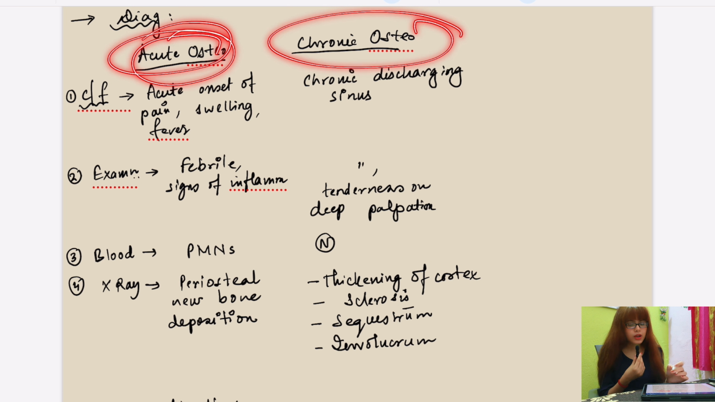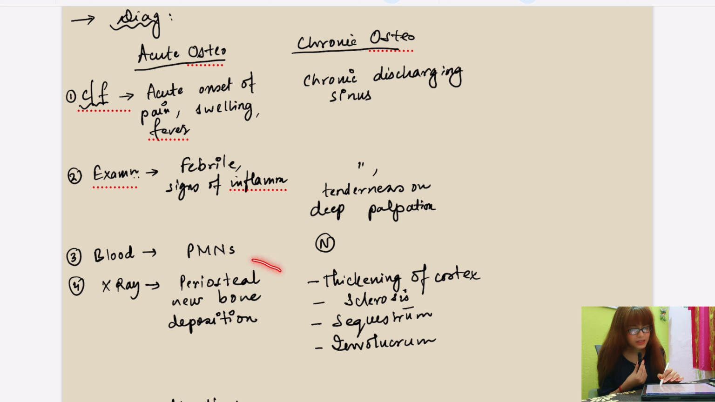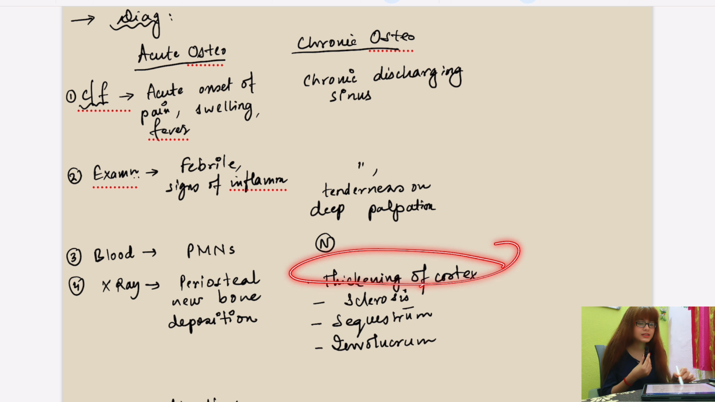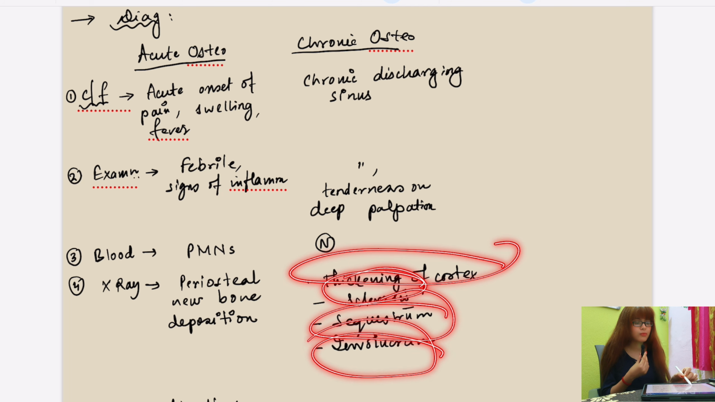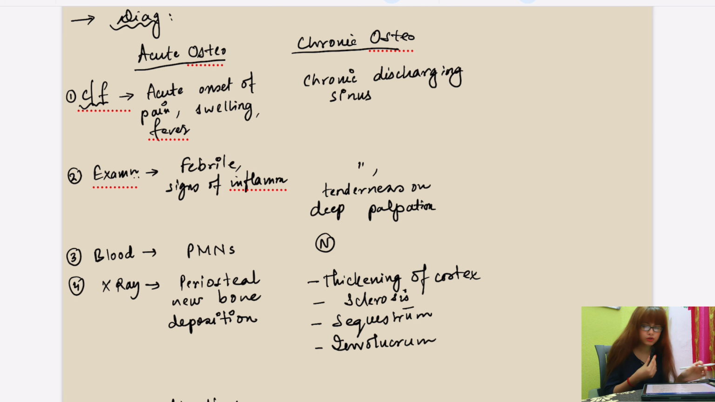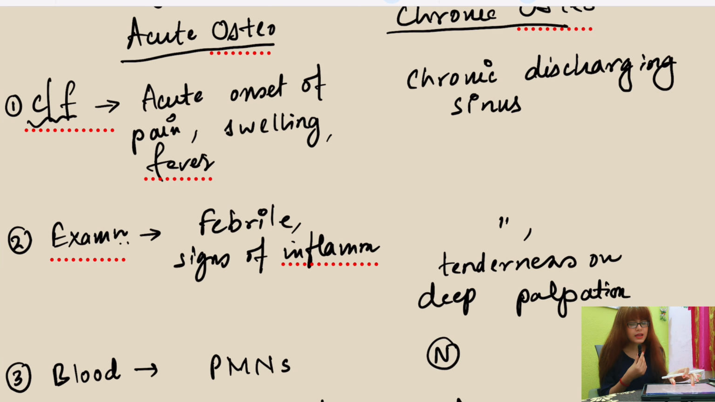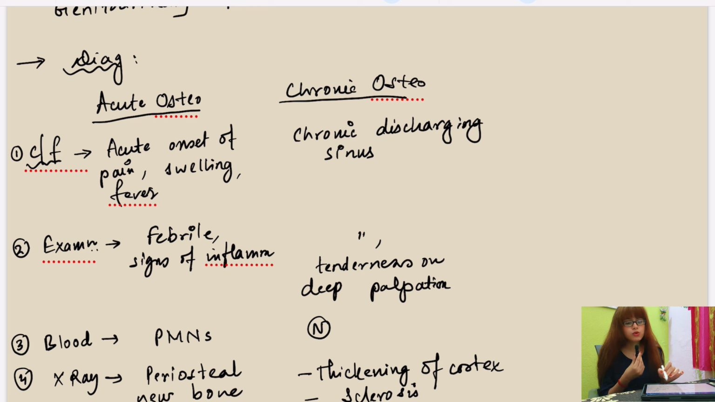So in acute, you will see in the X-ray that there is a new bone deposition, but in the chronic you will see that there is thickening of the cortex, sclerosis, sequestrum, involucrum. These things you are going to find in case of chronic osteomyelitis. Now if you see the clinical features, the acute one is going to have an acute onset of pain, swelling, fever, etc. But in the chronic osteomyelitis, you will just have a chronic discharging sinus. You will not have these inflammatory symptoms. So in case of chronic osteomyelitis, it is just the discharging sinus.